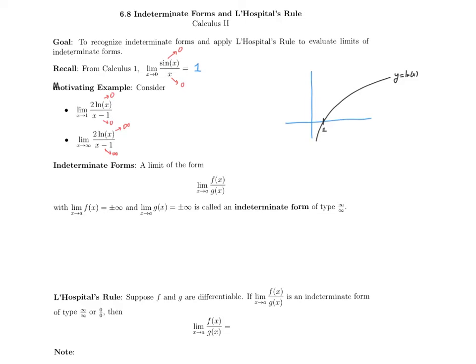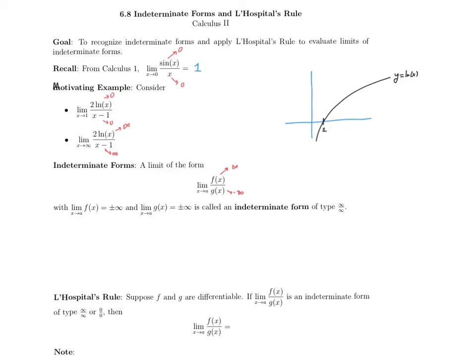So a limit as x approaches a of a function f of x over g of x. And if the limit of the function in the top is going to plus or minus infinity, and the limit in the bottom is going to plus or minus infinity, we will refer to this as being an indeterminate form of type infinity over infinity. And note, it could be the case that the top is going to, say, positive infinity and the denominator is going to minus infinity. That would also lead to an infinity over infinity indeterminate form.